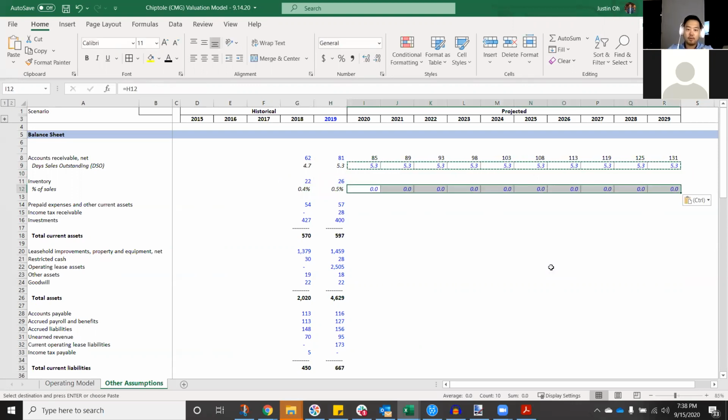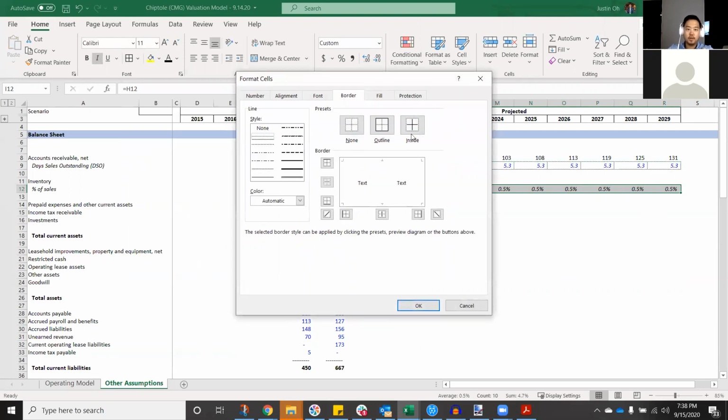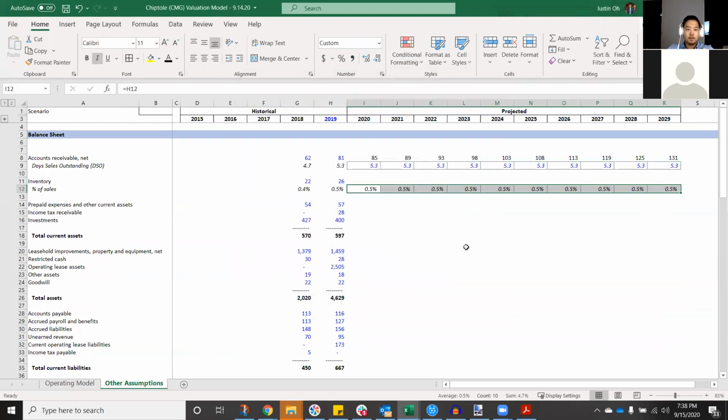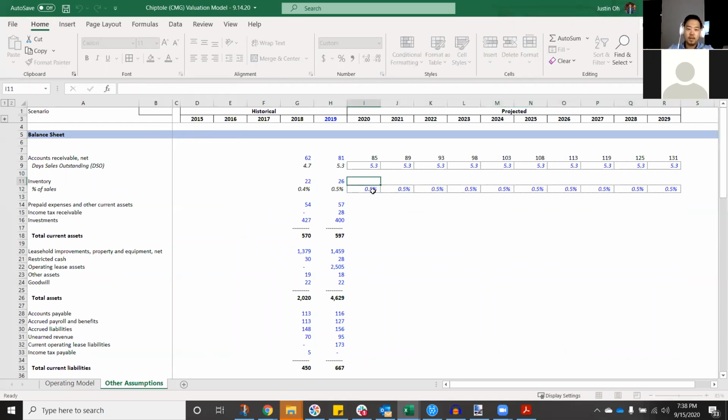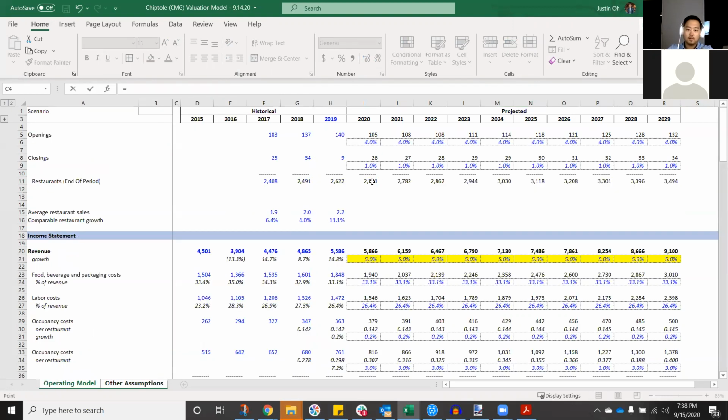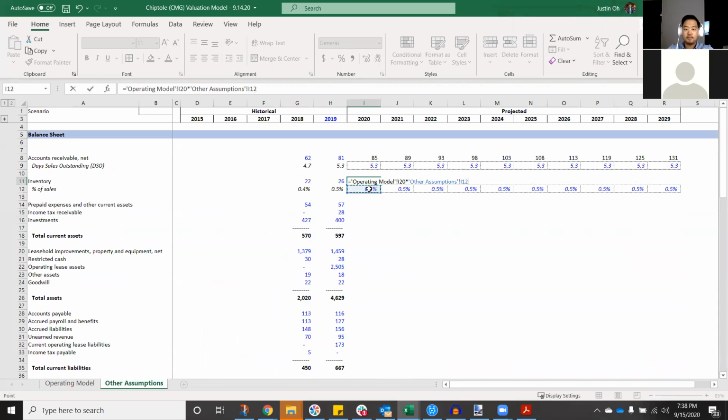So again, like that, we're just assuming that inventory as a percentage of revenue stays the same, and you're just going to go equals 2020 times that. Then again, I'm going to do the same thing, lock the cell.